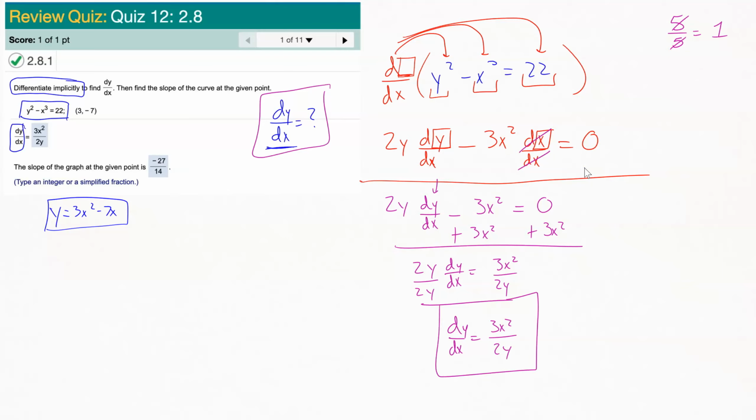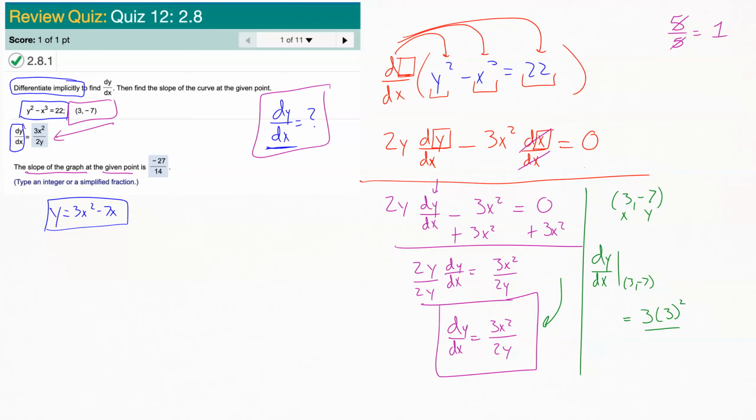So that's the first part of our problem. That's the first part of our answer. That is what our derivative actually equals. That is our dy dx. Then the second part here wants us to find the slope of the graph at the given point. So the given point is 3, negative 7. And so what we're doing is taking that 3, negative 7, that's an x and that's a y, and we're just going to plug them into our derivative here. So notationally you would say dy dx evaluated at 3 comma negative 7, and so that's going to equal 3 times, and our x value is 3 squared over 2, and then our y value is negative 7, and then we'll just go ahead and plug that into our calculator.